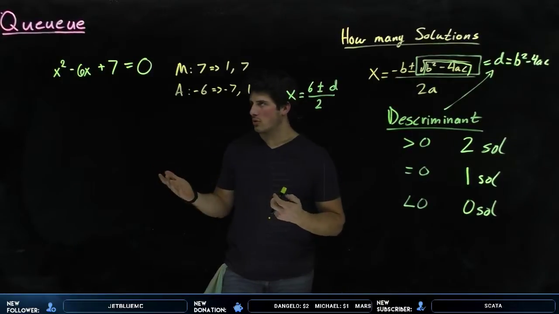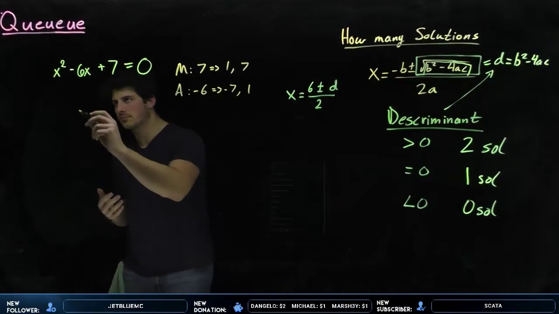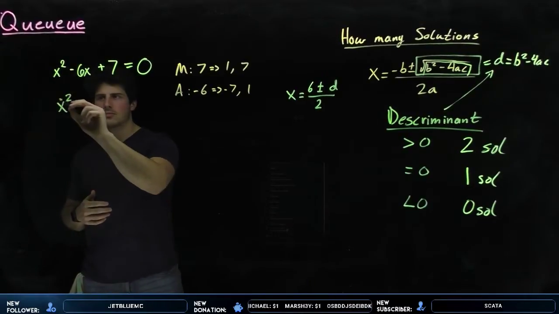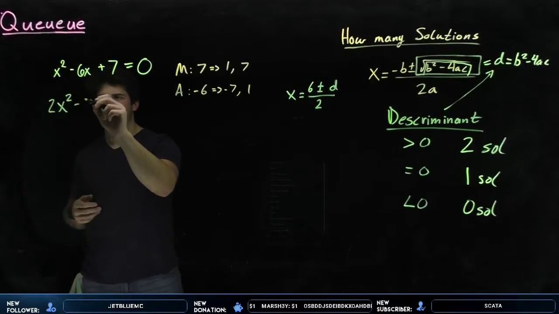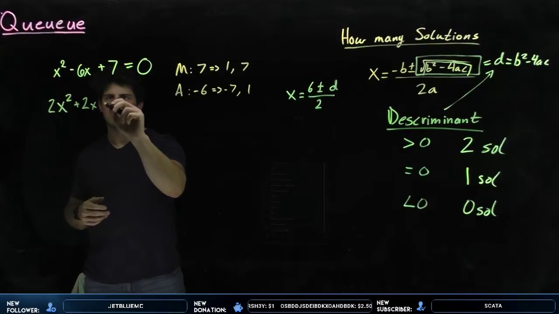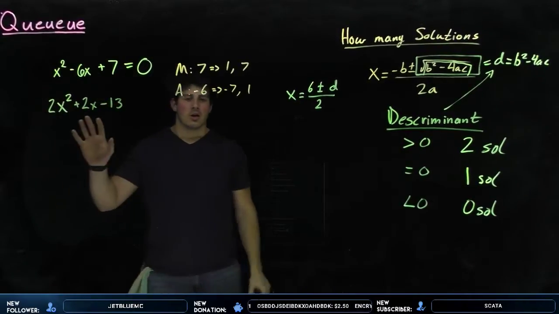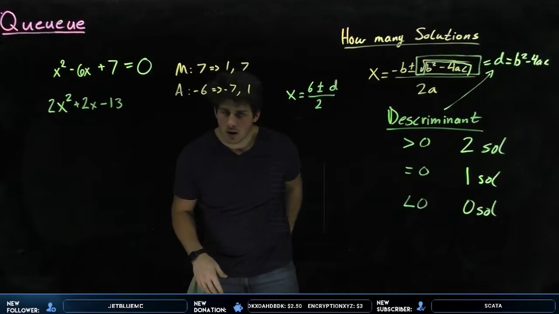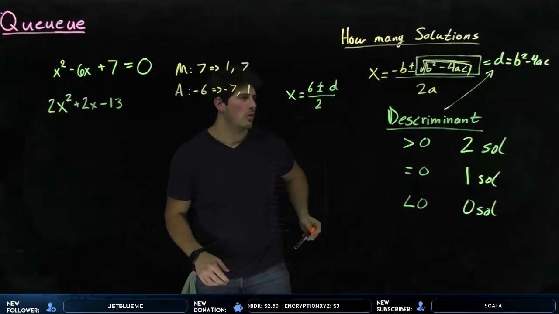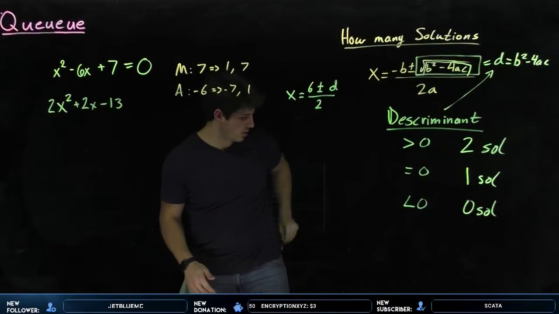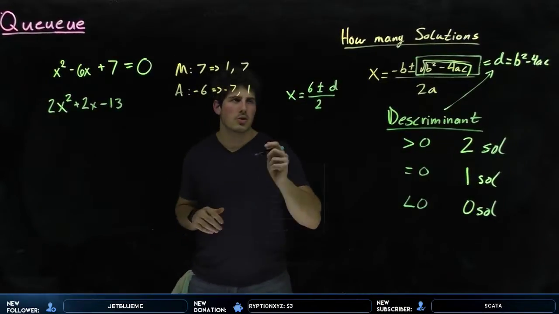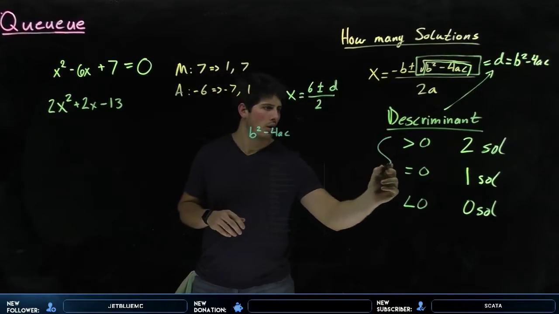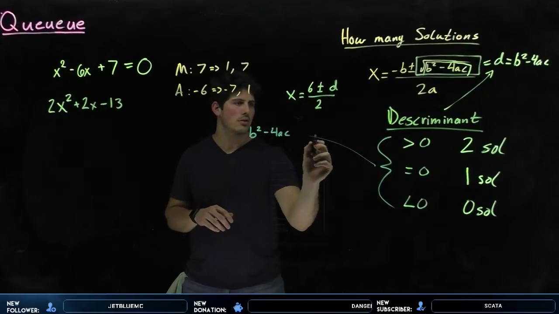So Levi, throw me another one real quick. Anything. Just make one up. x squared, 2x squared. Okay. Plus 2x. Okay. Minus 13. So I can see this and I can say I don't need to worry about much of that at all. What I'm worried about is, I'm just going to take b squared minus 4ac and I'm going to see where it falls.